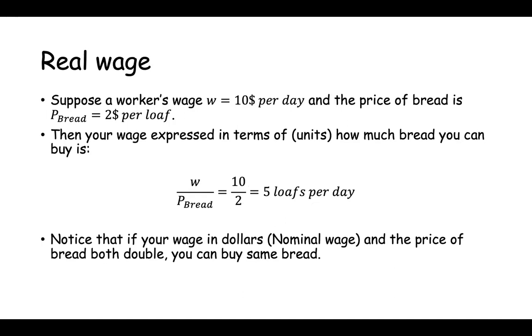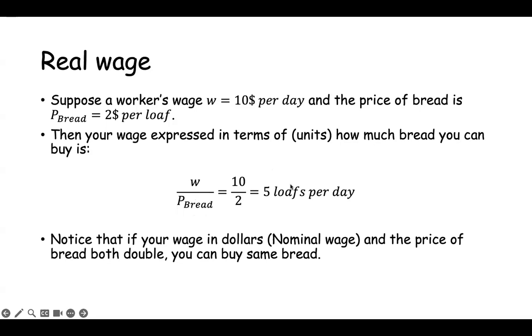Does that make sense? Now, going back to the previous point that the number doesn't matter, let's suppose that now I tell you I'm going to pay you $20 per day. But let's suppose also at the same time the price of bread is $4. Notice that if we double your income in dollars, so we double your nominal wage, and we double the price of bread, your real wage is still 5 loaves per day.